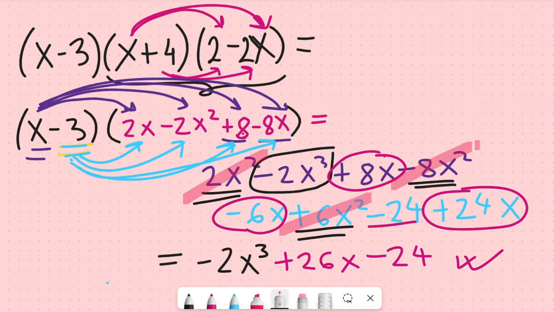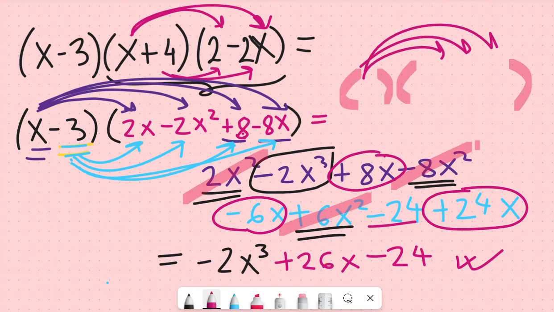So, the logic when we have brackets 3 times is we copy the first one, we multiply the other 2, and then we multiply everything by everything. Okay? I hope that this one was clear.